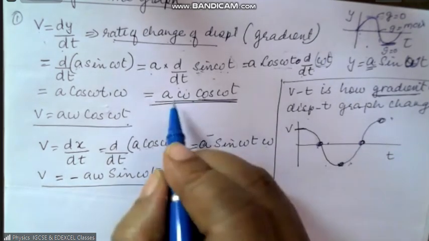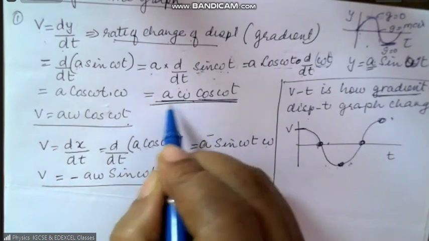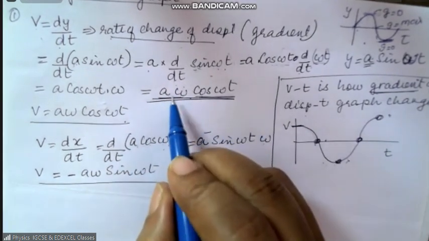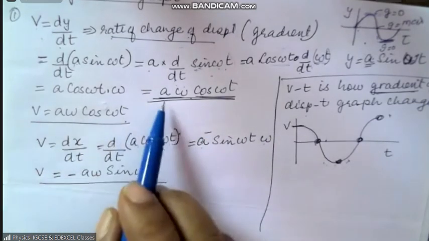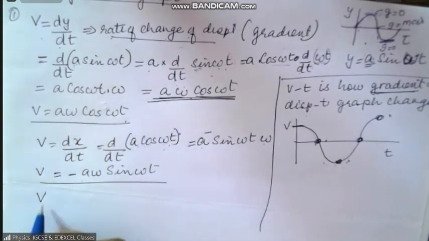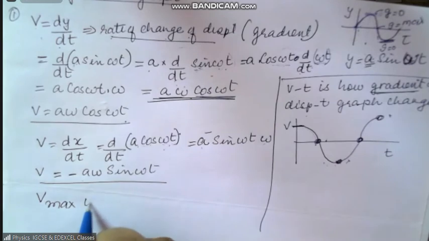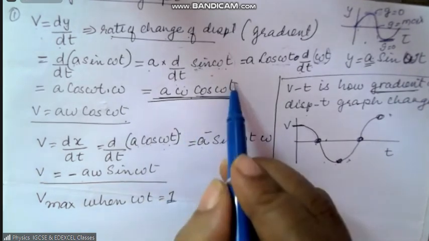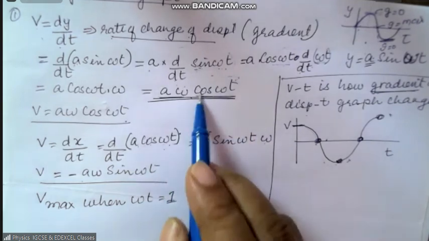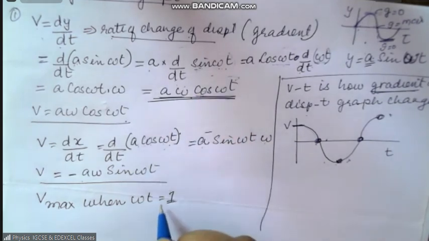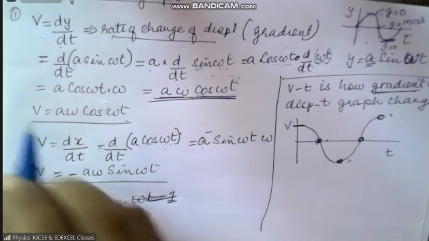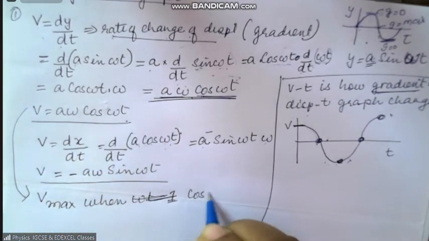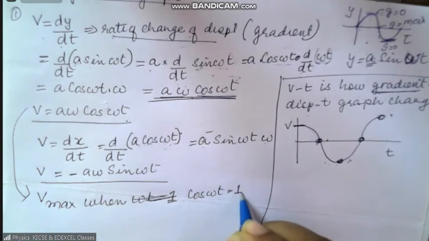And this one is maximum. So this velocity maximum, when will you get velocity maximum? Okay, from this one or from that. Velocity is maximum when cos omega t is 1. Okay, we are talking about this, when cos omega t is equal to 1.